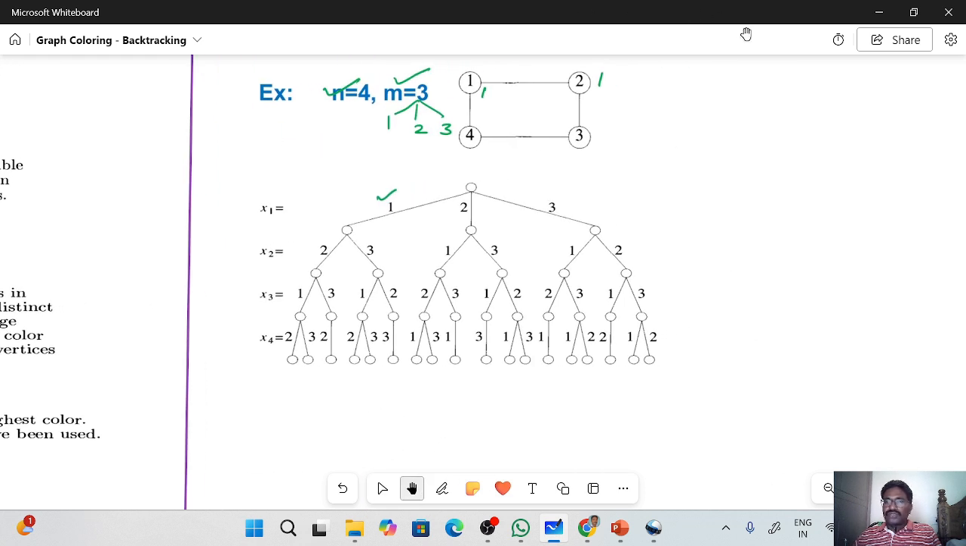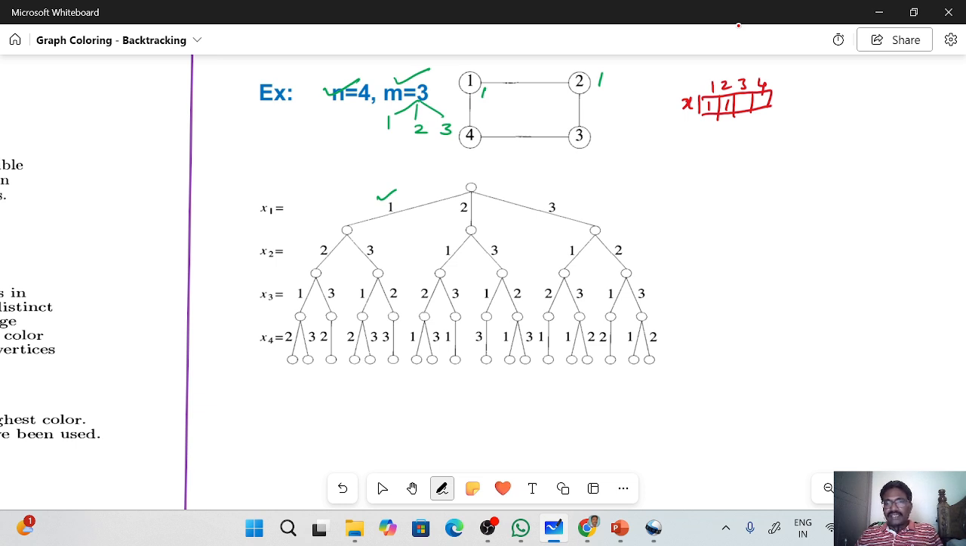Like I have the solution vector x, the vector size is the number of vertices. I colored the first vertex. What is the label I assigned? 1. I am going to be thinking about the second one. So when I am considering the second vertex, I must think about whether it is valid or not.